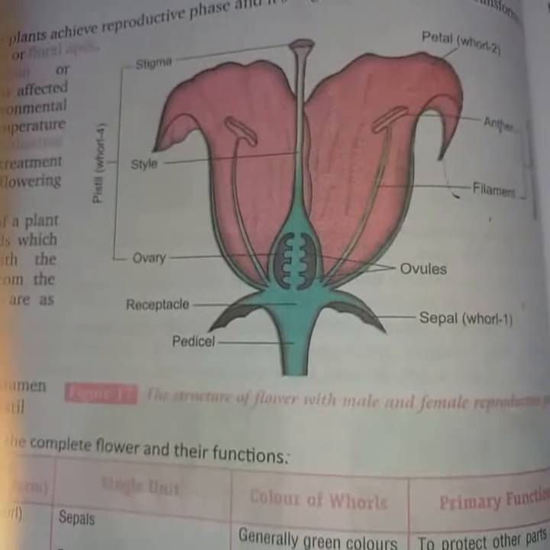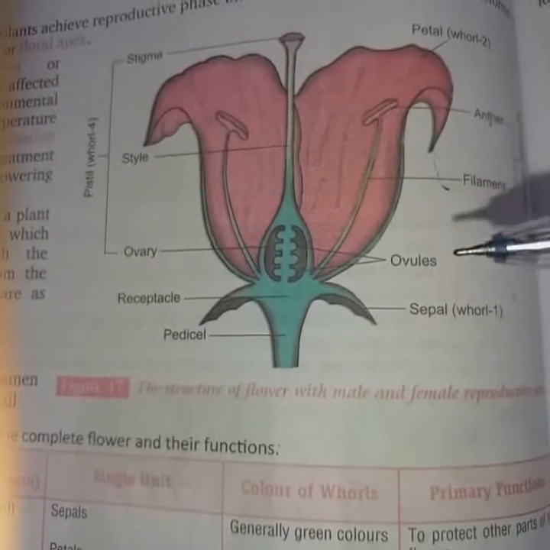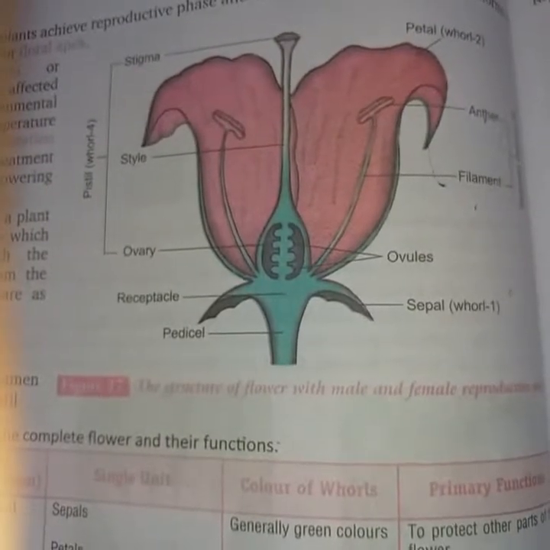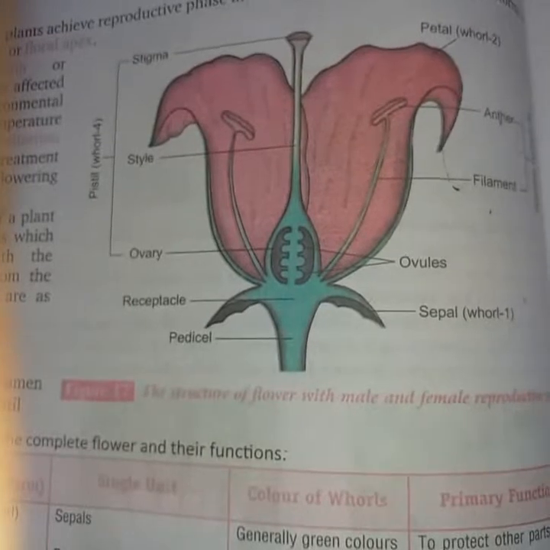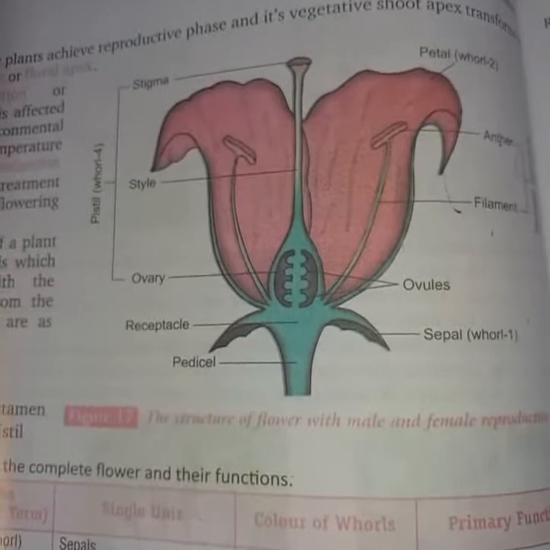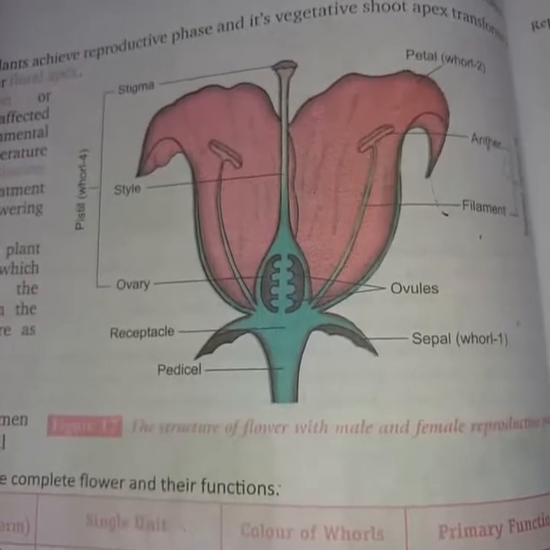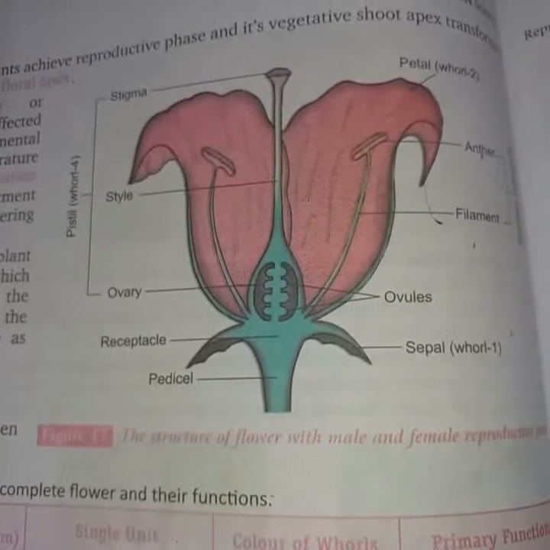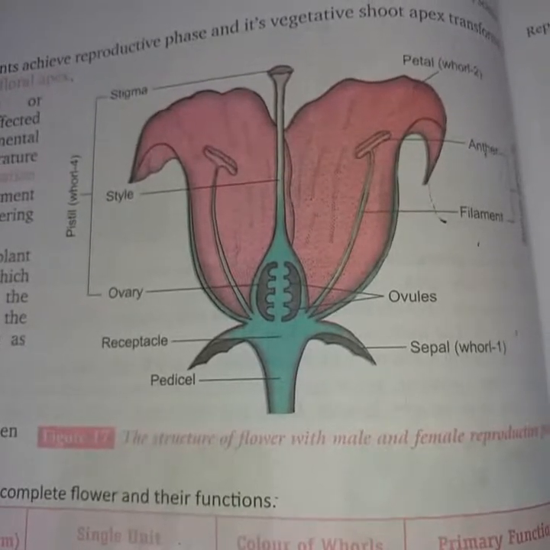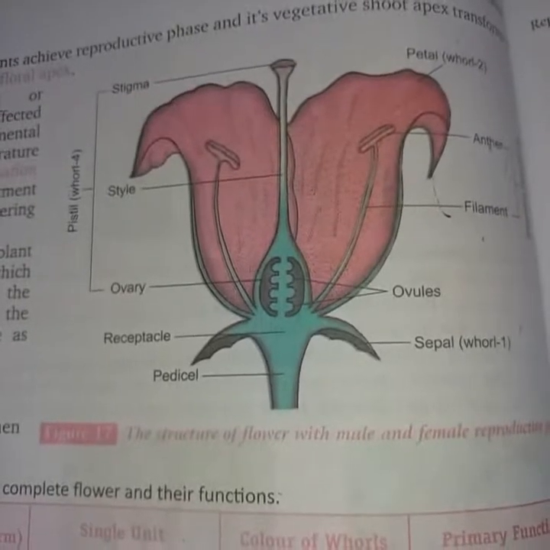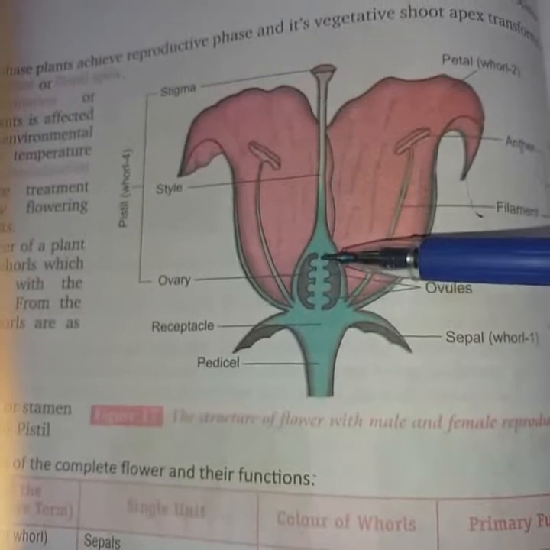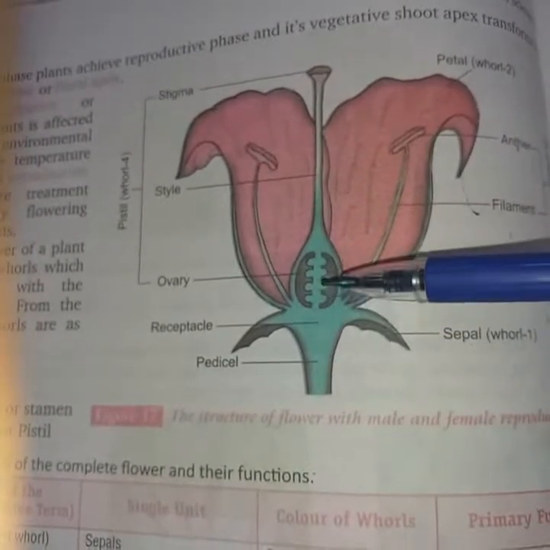So, to complete this topic, the structure of a flower with male and female reproductive parts: the male part is the anther or stamen, that's called androecium, and the female part is gynoecium, that's called pistil. Pistil has 3 parts: stigma, style and ovary. Ovaries form ovules. So this bead-like structure is the ovules.